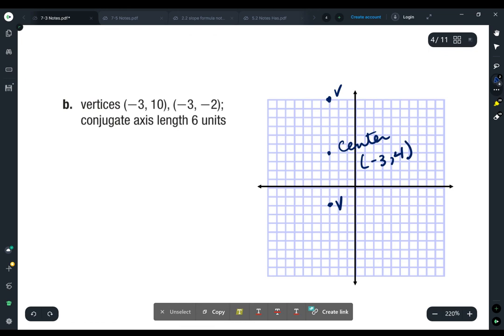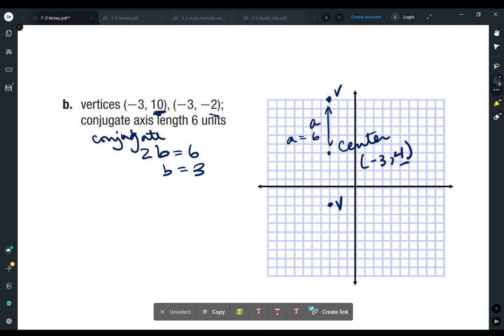All right. From my center to one of my vertices is A. So I can get that right away. 1, 2, 3, 4, 5, 6, which makes sense. If I look from the 4 to the 10, I'm 6 units away. From the 4 to the -2, I'm 6 units away. So I have A. My conjugate axis, conjugate, is my less important axis. So that gives me 2B, because it's B units on both sides of the center. So B equals 3. And I think we're ready to go ahead and write an equation again.